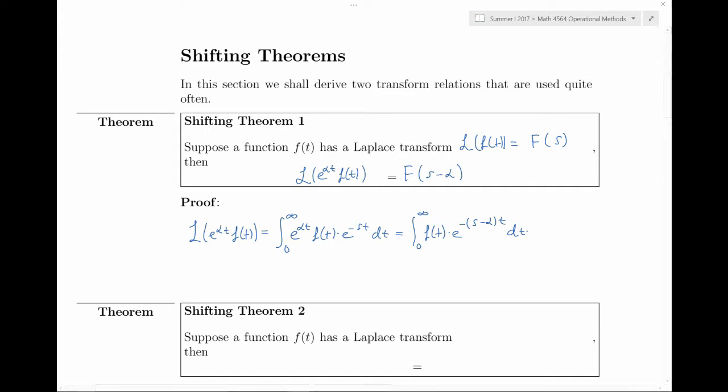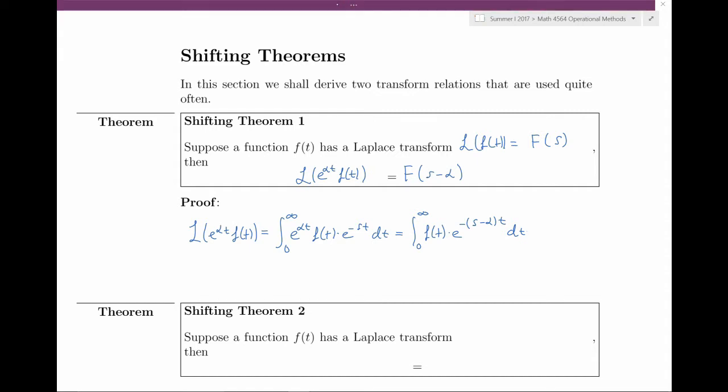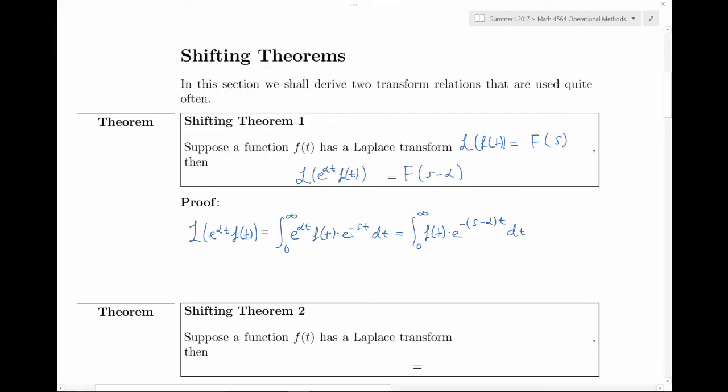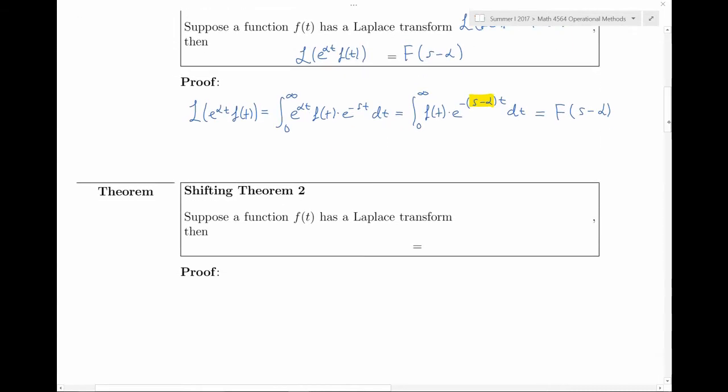And this integral seems like it is the Laplace transform, but the only difference is that instead of a parameter s, this Laplace transform has a parameter s minus alpha. And that means exactly the following, that it is the Laplace transform of f with s minus alpha plugged into it. And it's really that simple. So we see that multiplying by e to the alpha t in the time domain, in the function domain, in the signal domain, means that in the Laplace transform domain, in the s domain, we just have a shift by value of alpha.